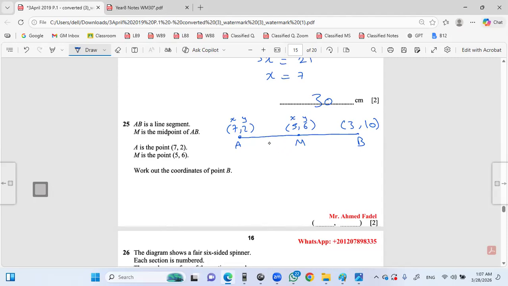Now, if you try it, 7 plus 3 is 10, divided by 2 is 5. Yes. 2 plus 10 is 12, divided by 2 is 6. Yes. Okay. So double the midpoint minus the known x, double the midpoint minus the known y.